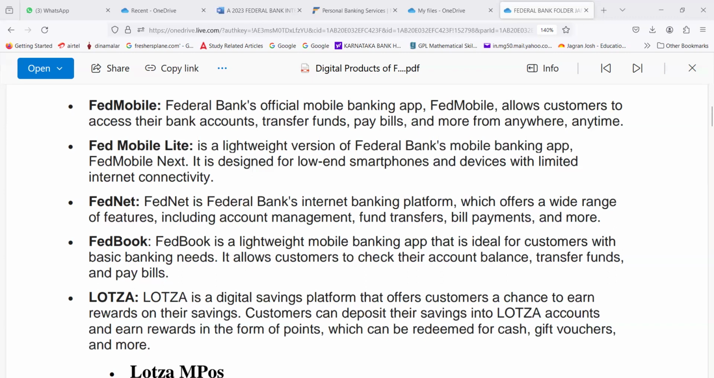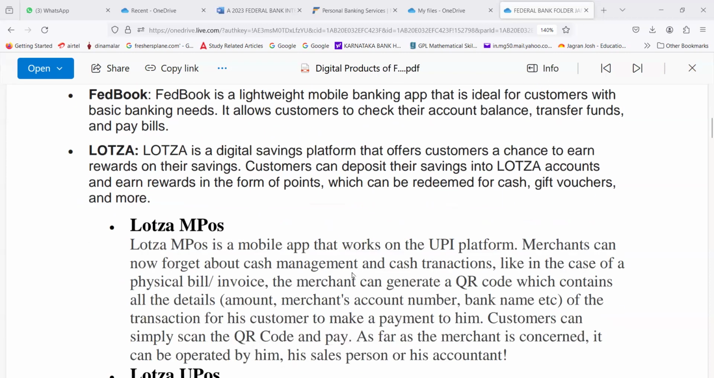So we have to read Lodza, yeah. Please read Lodza. Lodza is a digital saving platform that offers customers a chance to earn rewards on their savings. Customers can deposit their savings into Lodza accounts and earn rewards in the form of points, which can be redeemed for cash, gift vouchers, and more.